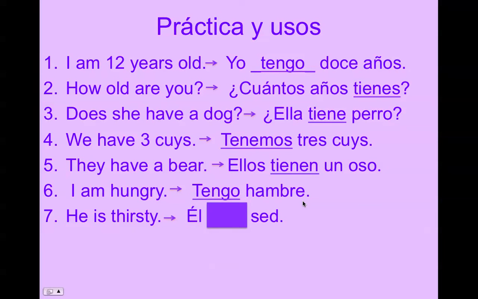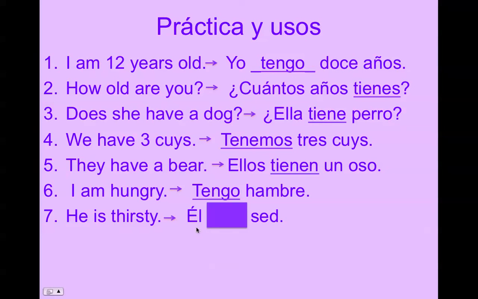And you can use that very often. Maybe right before lunch you can say to your teacher, Oye, tengo hambre. Or when you get home from school and you need a snack, tengo hambre. Right when you wake up in the morning, tengo hambre. Very useful verb.